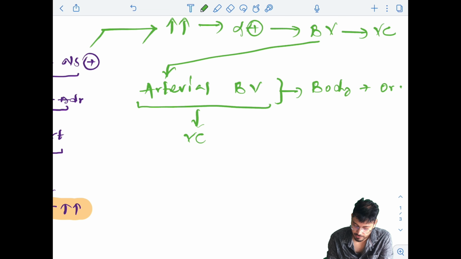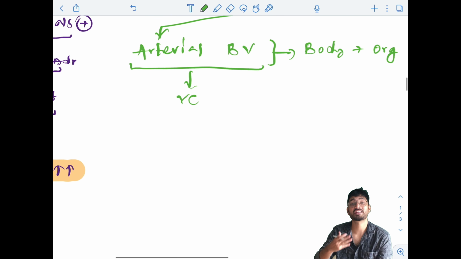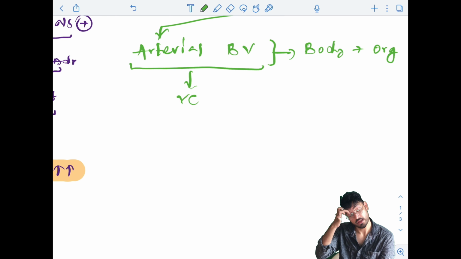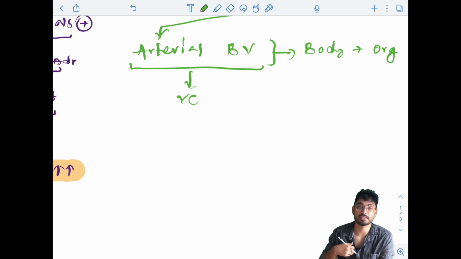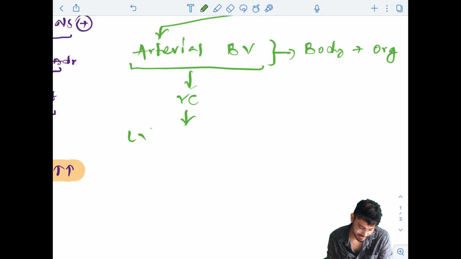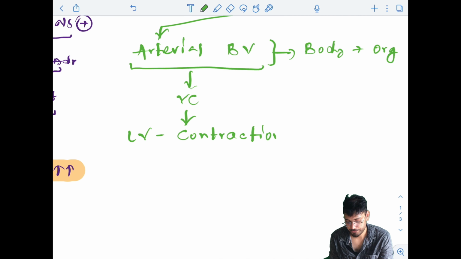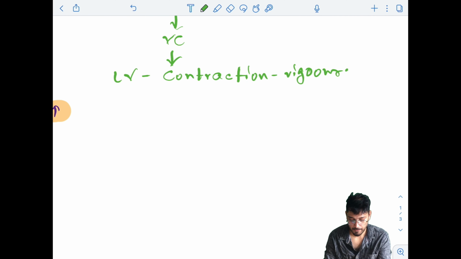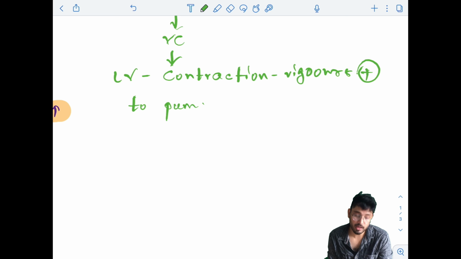Body plus organs, right? When the pressure within the arterial blood vessels is increased, the left ventricle has to contract vigorously to overcome the pressure and to pump out the blood from the left ventricle. So the left ventricle contraction must be vigorous to pump out the blood.